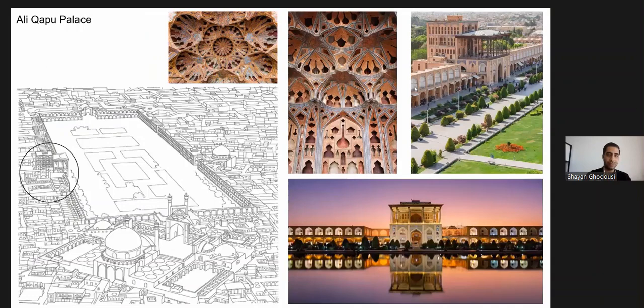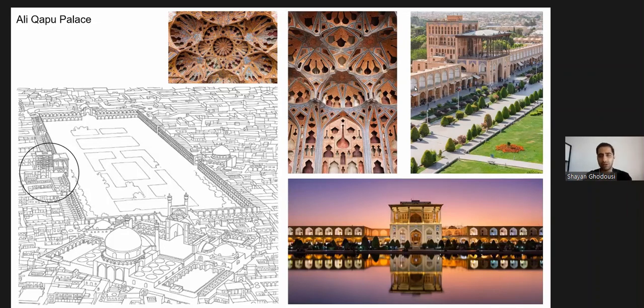So on the west side of Naqsh-e Jahan stands the entrance to the royal residence of the Safavid era. Ali Qapu was a place of multiple functions. On one hand, it was the place in which royal hospitalities were held. On the other hand, it was the place from which the king observed games of polo and other activities in the square held on Naqsh-e Jahan.